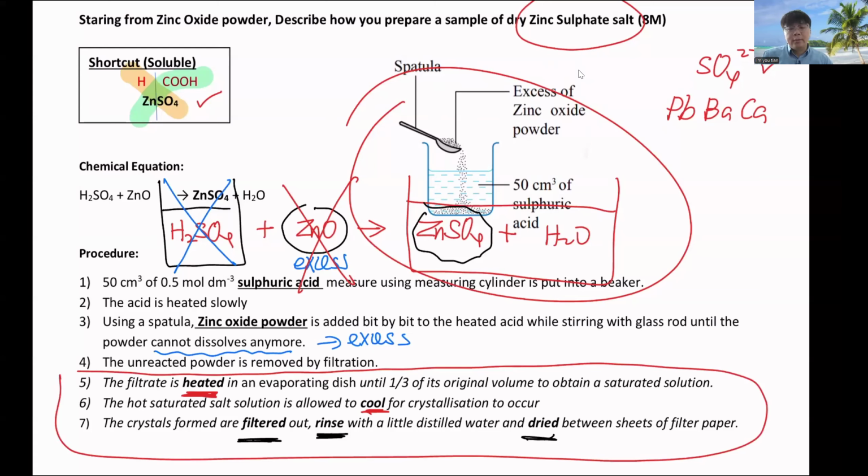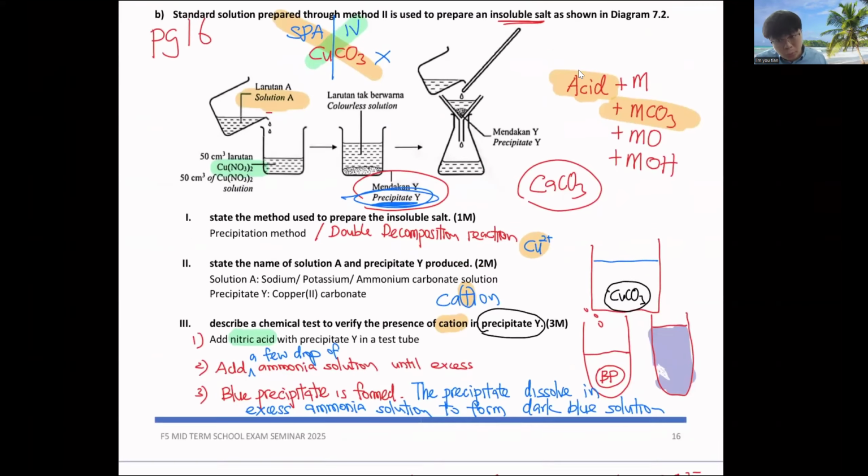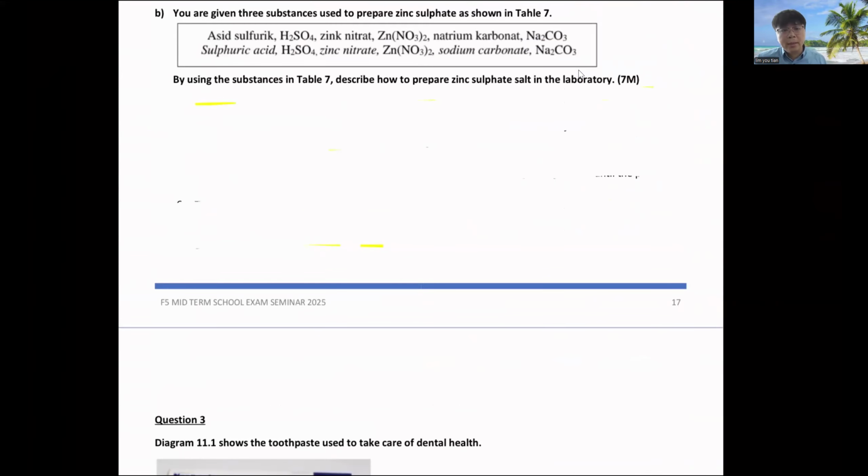You write 1/3 or until saturated also okay, but if possible, write all because school teachers, chemistry teachers, mark very strict recently. Quite a lot of those as SPM markers mark very strict. So try to write. Okay.